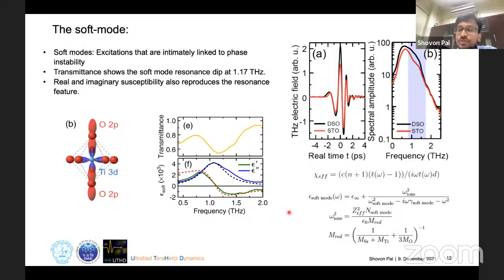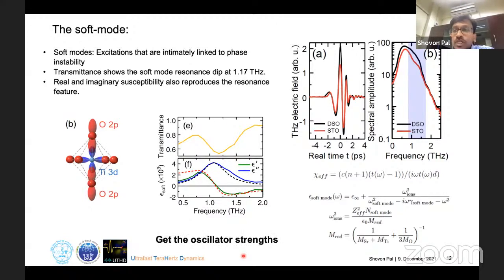And to model this, we used a harmonic oscillator model, where we used the ionic frequency, omega ions, which is coming from the soft mode, and Z effective is the effective bond charge. The reduced mass takes into account the entire movement of the positive ions, which are strontium and titanium, relative to the negative ions, which is the oxygen in the system. And it has a beautiful agreement, because as you should expect, the real part has a zero crossing, whereas the imaginary part has a very nice peak-like feature that corresponds to the soft mode resonance.